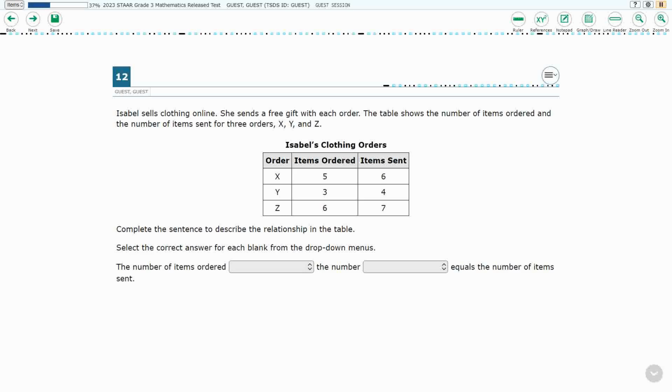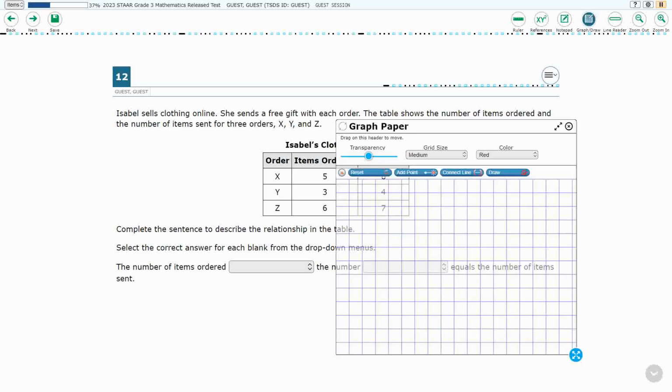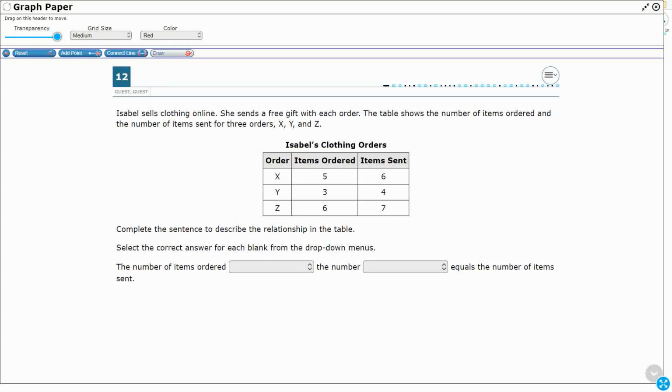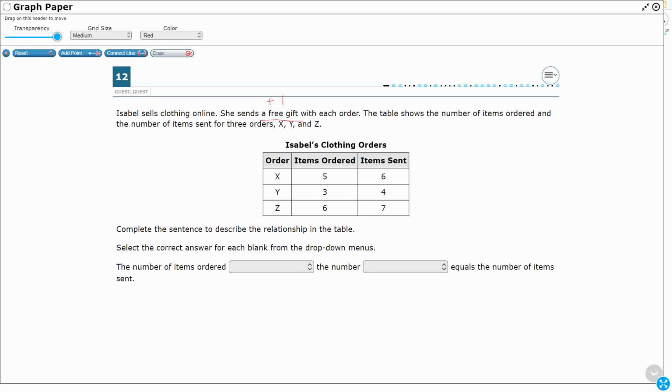So we've got inline choice here. We've got 2 blanks that we need to fill out. So let's take a look. We've got Isabel selling clothing online, and it actually tells you what we need to do in this problem right here. It says she sends a free gift, so that's a +1. One free gift to each order.